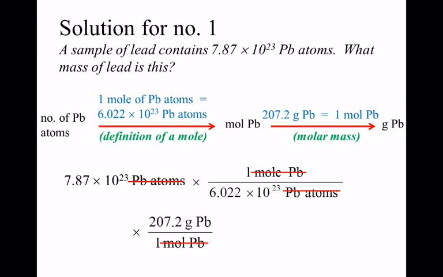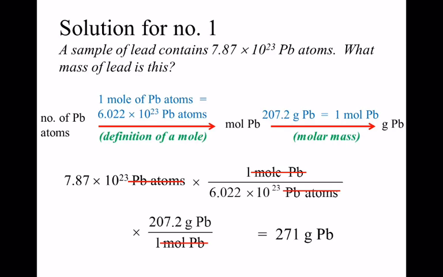So we need to round this. It looks like we need to round according to 3 significant figures. So the mass of lead then is 271 grams. Okay, any questions about that? Okay.